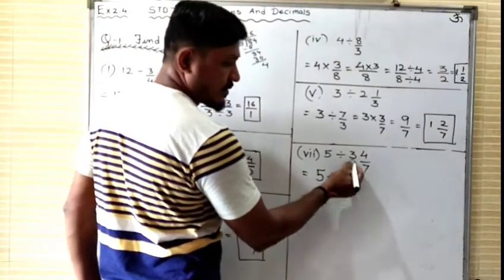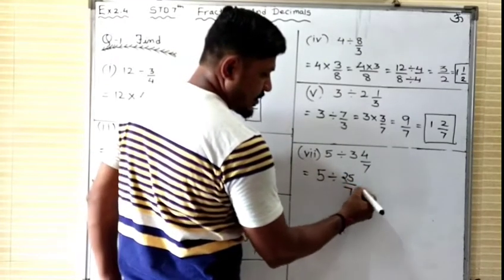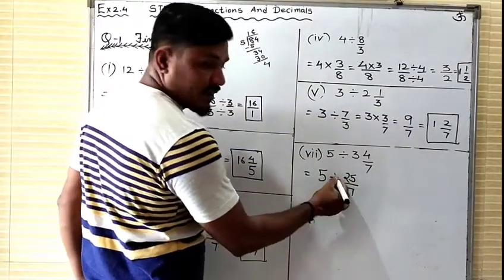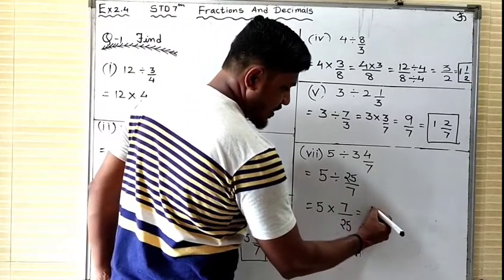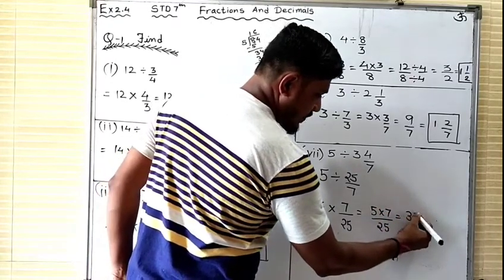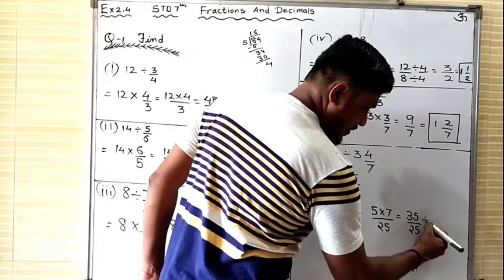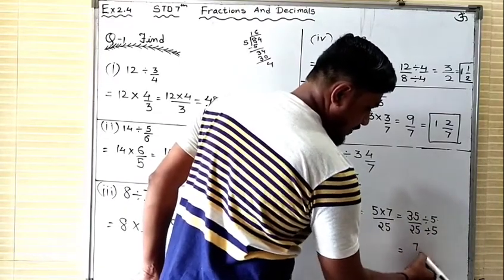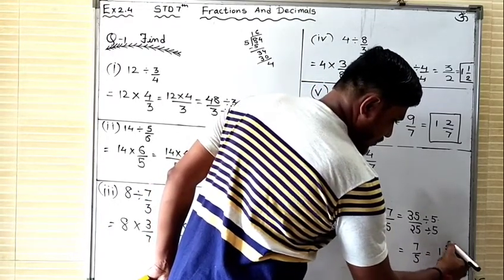Also convert this value. 7 3s are 21 plus 4, 25. Then while converting division into multiplication, reciprocal it. Then 7 5s are, 5 7s are, that is 35. In this, highest common factor is 5. So 35 divided by 5 gives 7. 25 divided by 5 gives 5. So 5 ones are 5 plus 2.